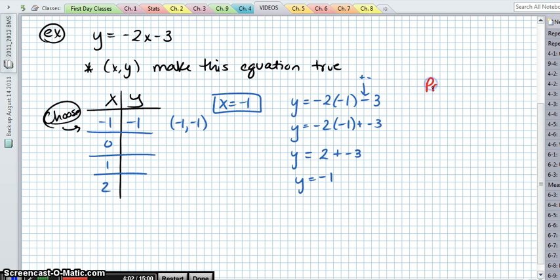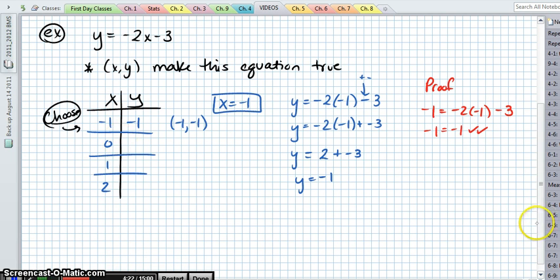And I can prove it over here by putting a negative 1 in for y, a negative 1 in for x, and seeing if I get a true statement. That's the whole idea. So negative 2 times negative 1 is 2. 2 minus 3 is negative 1. So this does, in fact, check.